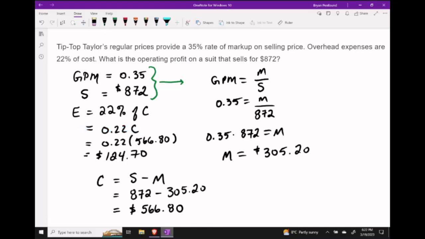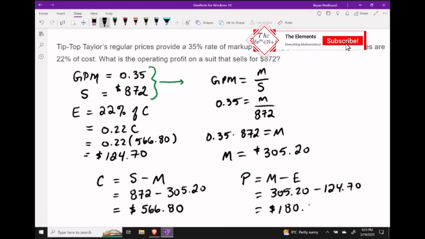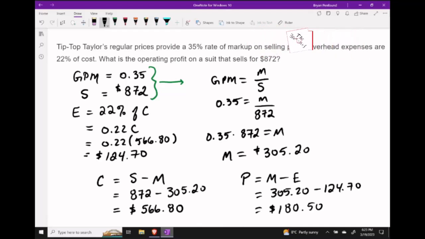And finally, if we want the profit that we obtain per selling one suit, we need to take our markup and subtract from our markup the amount of money allocated to overhead expenses. So let's take our 305.20 and subtract our 124.70, and that should tell me how much profit we get per suit sale. So per suit sold, our profit is $180.50.